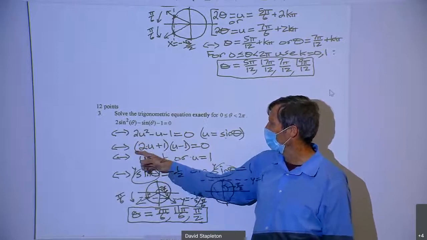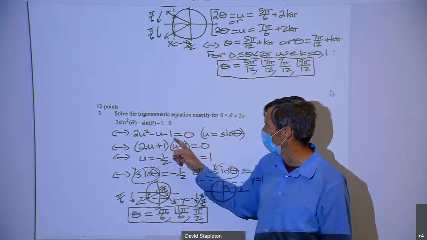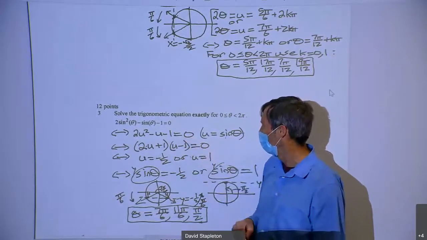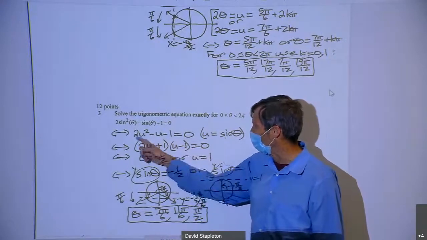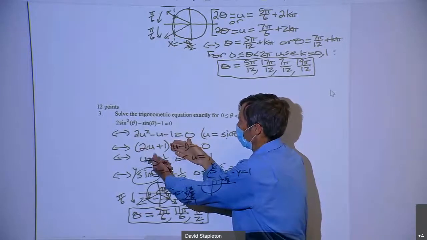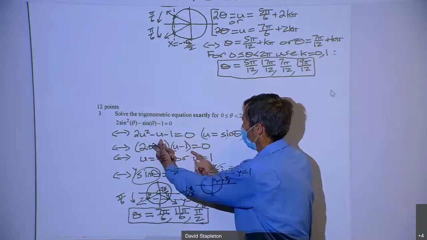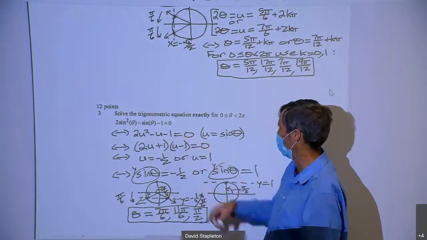I look at it and I say, wait, that factors from algebra as 2u plus 1 times u minus 1 equals 0. Factoring with the right side 0 allows me to use the zero product property. This product is 0 if and only if either this factor is 0 or this factor is 0. So either 2u plus 1 equals 0, which means u is minus a half, or u minus 1 equals 0, which means u equals 1. Those are the only possibilities to satisfy that equation.